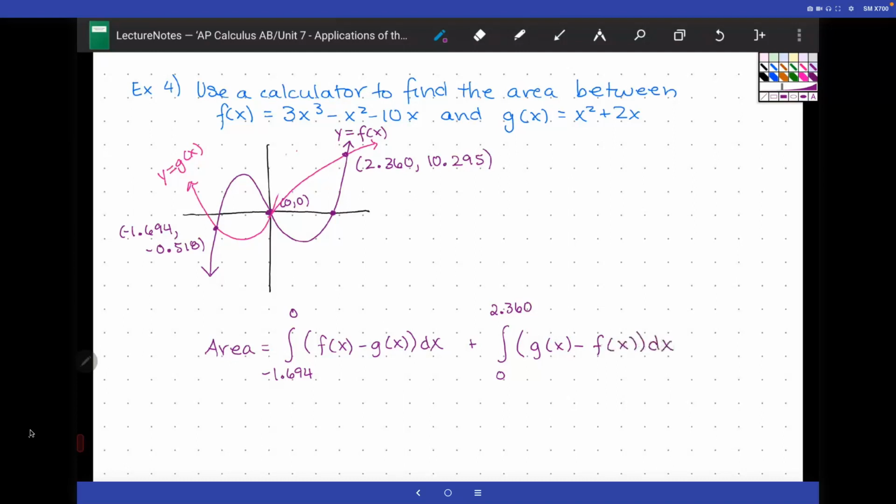You can do this on the AP exam. You can do it on my tests. Because like I said, it's proper math notation. Totally fine. But make sure the curves are defined. A lot of students will do this, but they haven't defined what the curves are.